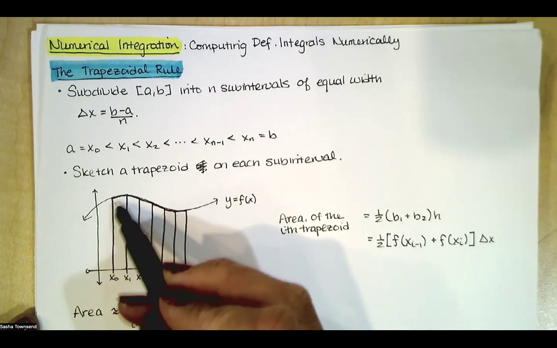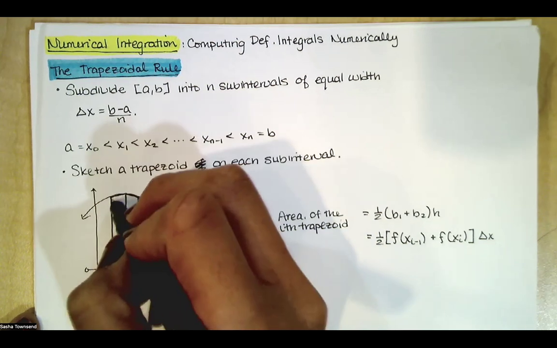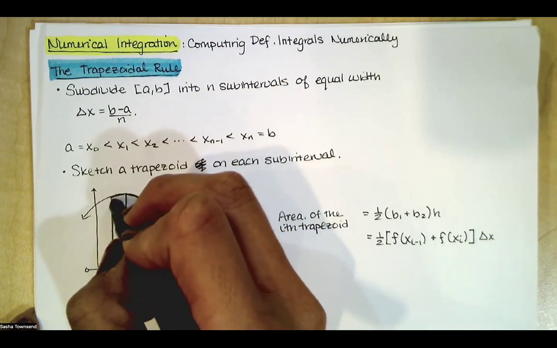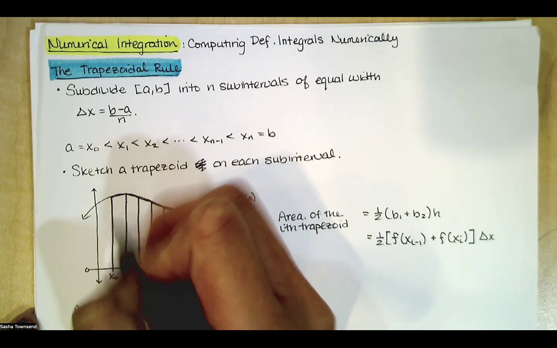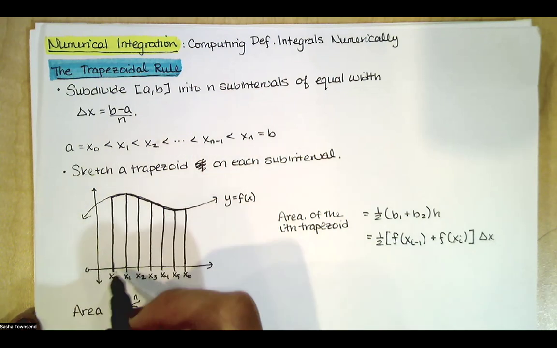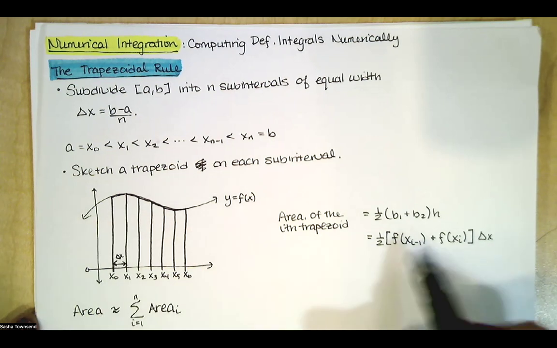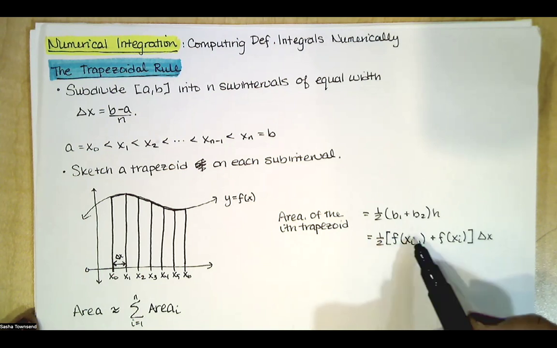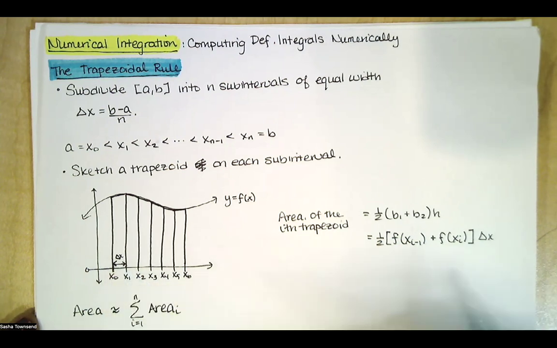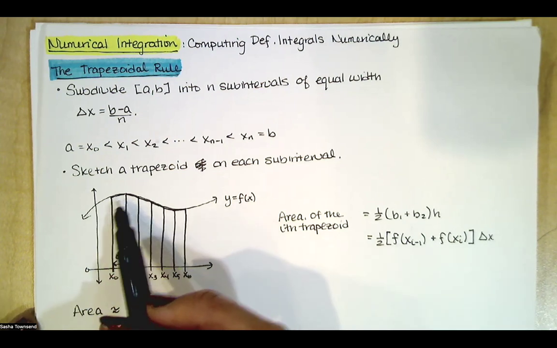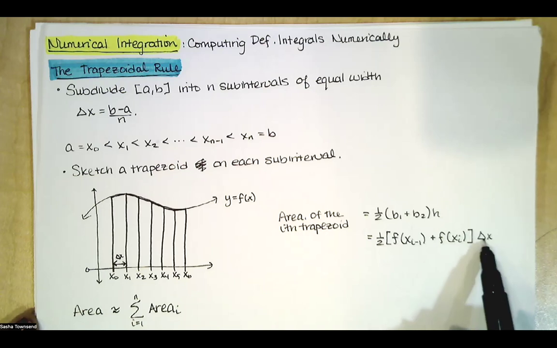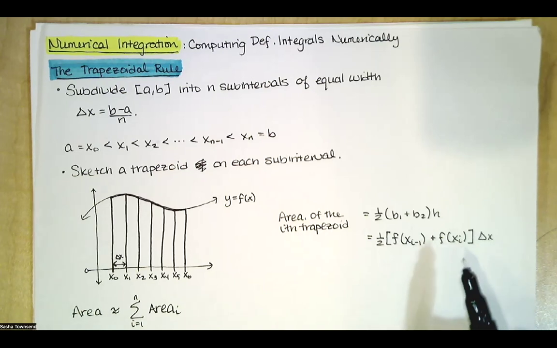And then the area of the ith trapezoid is just 1/2 of the sum of base 1 plus base 2. So it's going to be the two heights of our function times the height of the trapezoid, if we're thinking of that delta x as the height of the trapezoid. So we end up with 1/2 of the function value at the last endpoint plus the function value at the next endpoint. So that's giving us the average y value on this interval, and then we're multiplying by delta x.